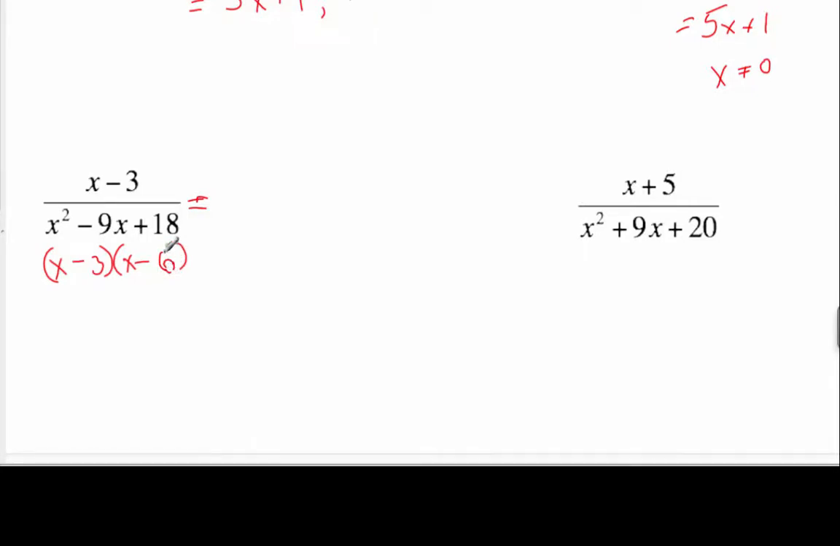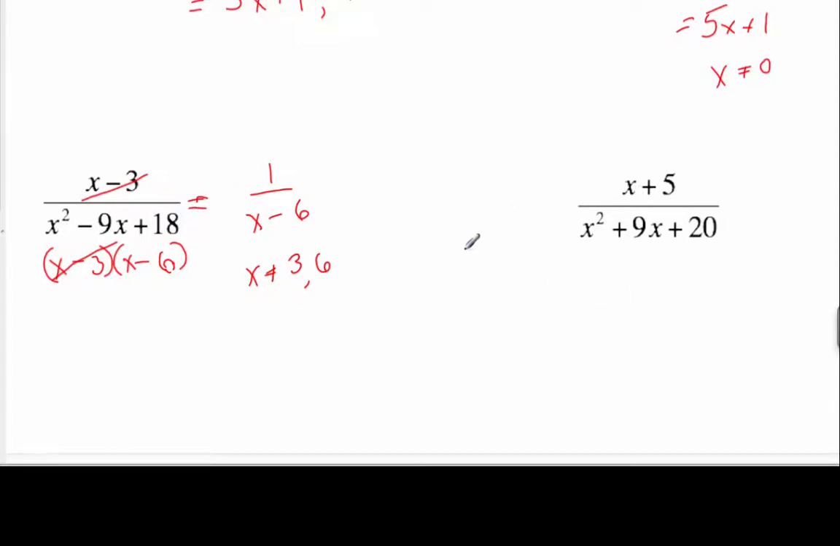Now I look to see what we have in common. I've got an x minus 3, and I've got this x minus 3, so those are gone. Now when I simplify, I have 1 divided by x minus 6. However, again, I've got to say what x does not equal. I have to go back to the original. It cannot equal 3. It cannot equal 6. Because if I substitute a 3 into here, I'm going to get 0. If I substitute a 6 in here, I'm going to get 0. It has to go back to what my original denominator was.